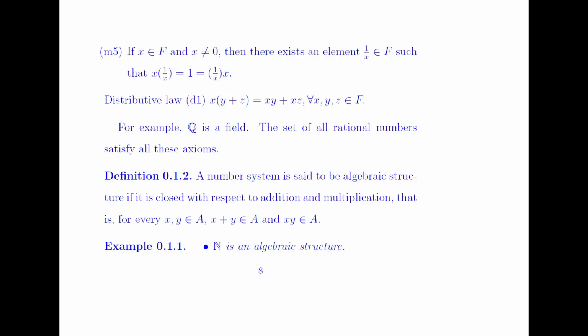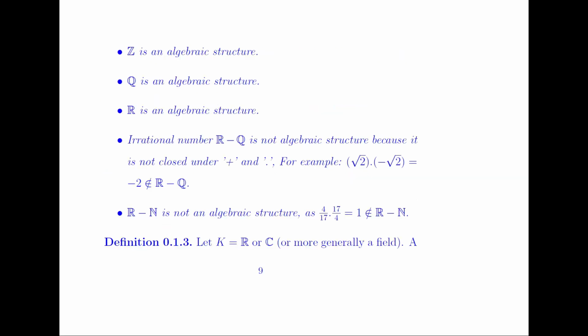For example, the set of natural numbers under addition, and under multiplication again we get a natural number, which is an algebraic structure. The same holds for the set of integers, the set of rational numbers, and the set of real numbers. But the set of irrational numbers is not an algebraic structure because it is not closed under addition and multiplication. Because if we take root 2 into minus root 2, we get minus 2, which is not an irrational number.